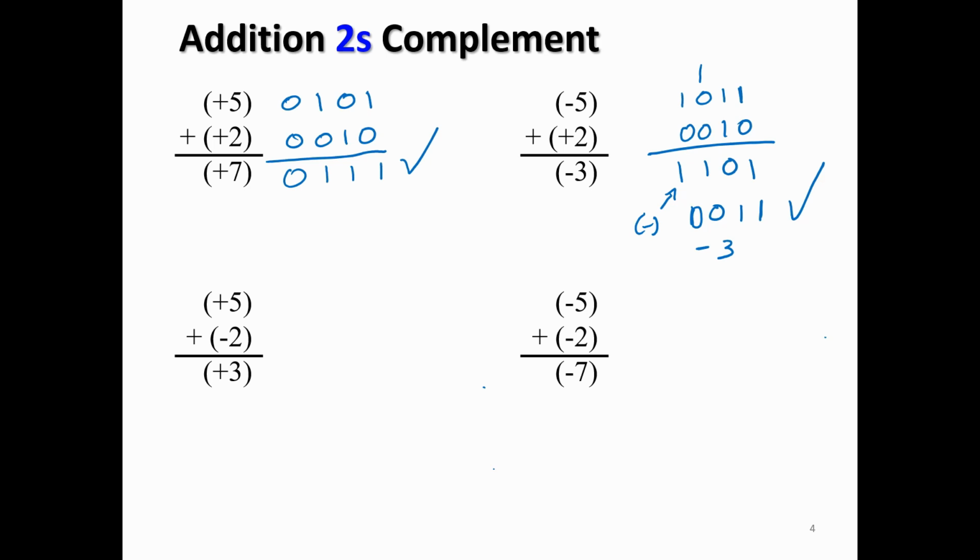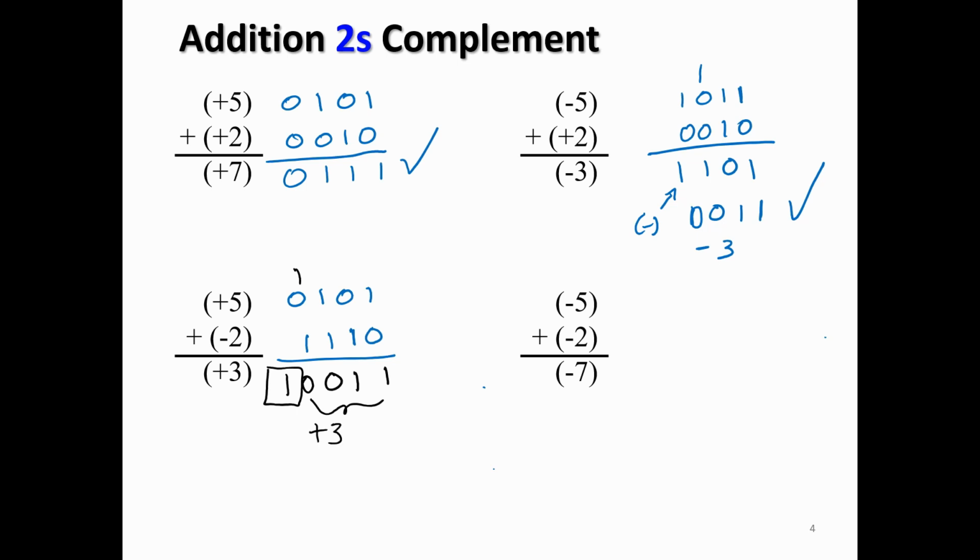Plus 5 plus minus 2. So we have 0101. Minus 2: we copy all of the zeros starting from the right, we copy the first one, and then we invert the rest. Then we can add: 0, we carry 1, and then 0, we carry 1. So in this case, we can ignore the first bit, and we end up with a positive 3.